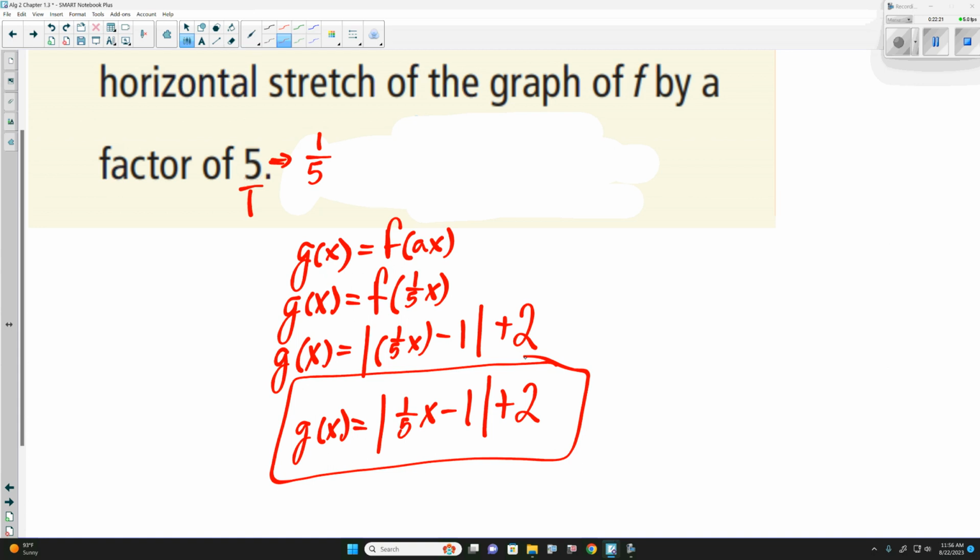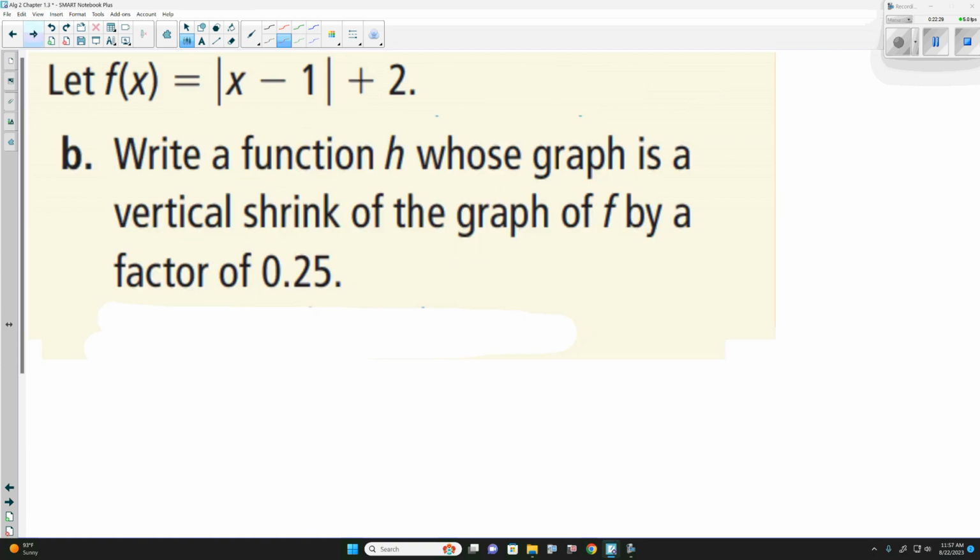Any questions on any of this here? We're ready for the next one, because it might be good to see at least one more vertical, because there's only one thing after that in doing combinations of these. Doing more than one transformation at once. Now this one here, we want to write a function h whose graph is a vertical shrink of the graph by a factor of 0.25.